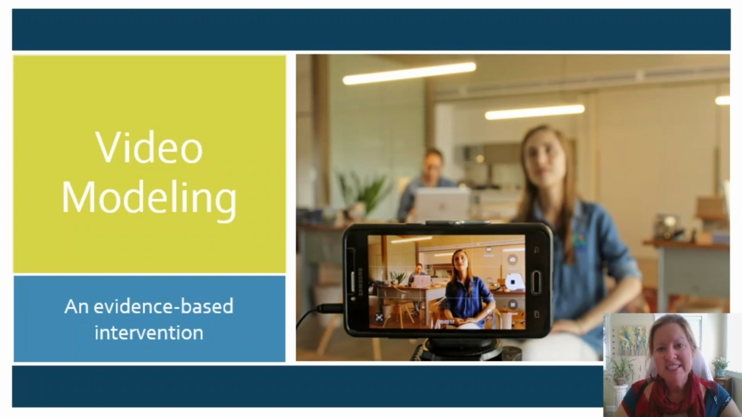Video modeling is a strategy that has been proven to be effective for teaching many skills to individuals with ASD. A number of studies have shown its effectiveness for teaching social communication skills, behavioral skills, and functional skills. In addition, the results have shown that skills are maintained and generalized over time.